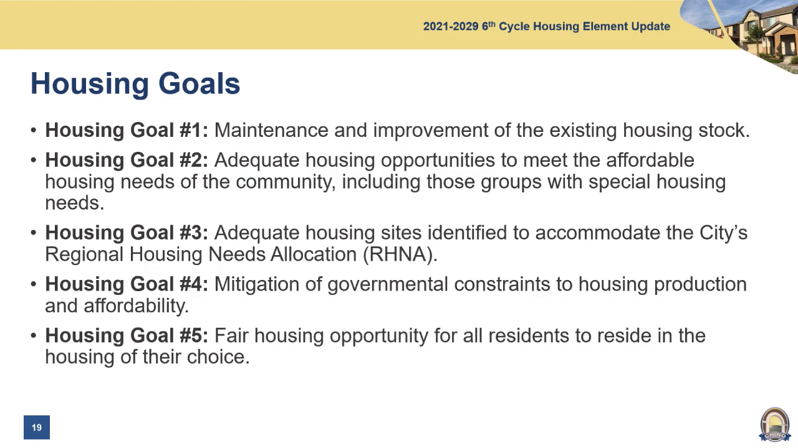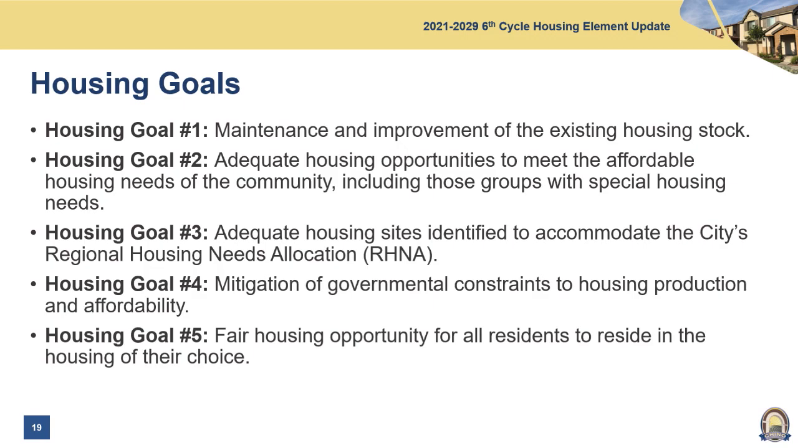Goal 4 is mitigation of governmental constraints. These are essentially, as the analysis points out, governmental constraints are potential constraints that the city can influence. So it may be processing times, it may be fees, it may be anything related to the review process. The city can do an annual review and take a look at these to see what they potentially can do that may or may not be inhibiting housing development as identified in the analysis in the housing element, as opposed to non-governmental constraints, which are land costs, building costs, things that the city doesn't have control over.